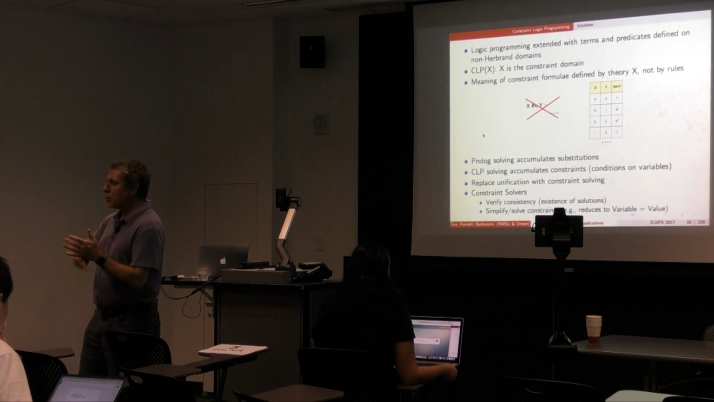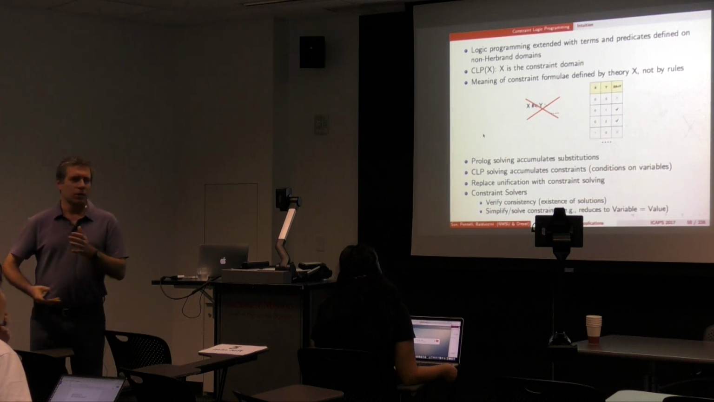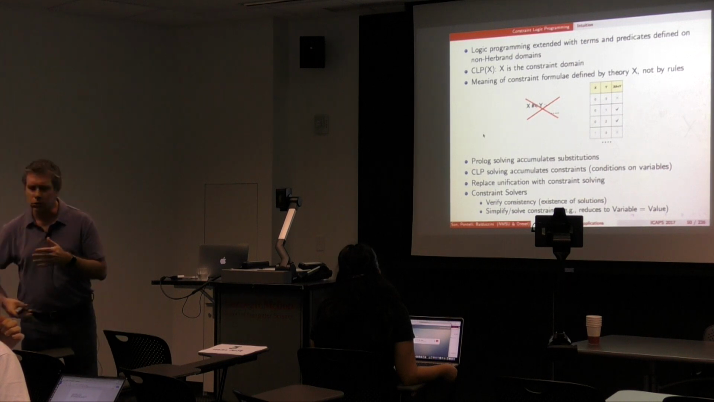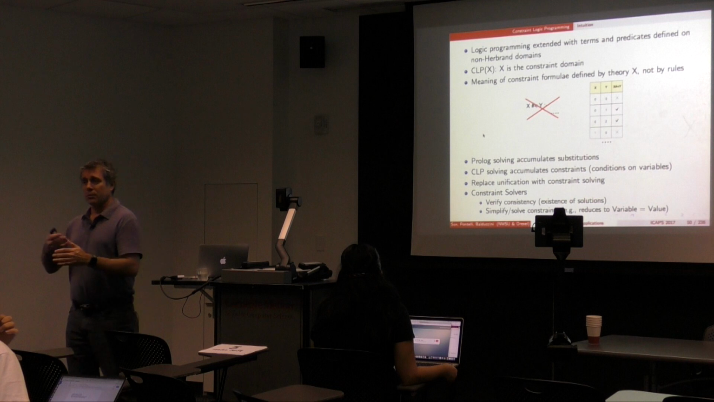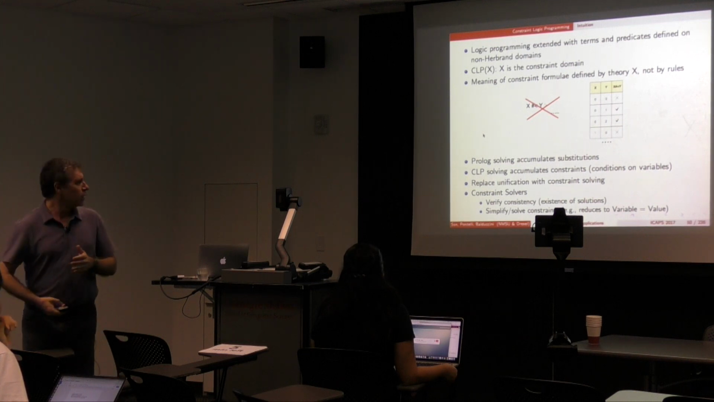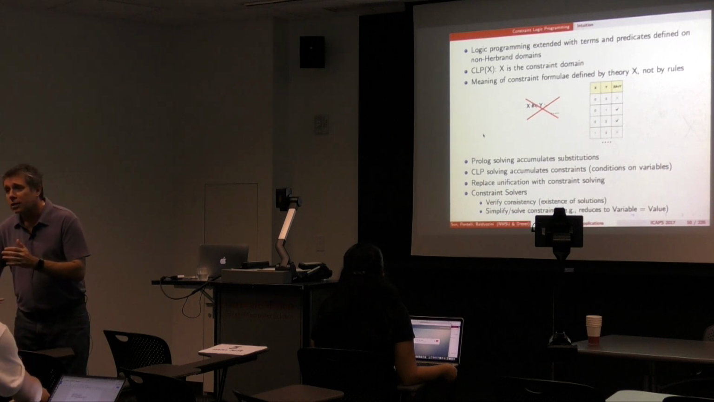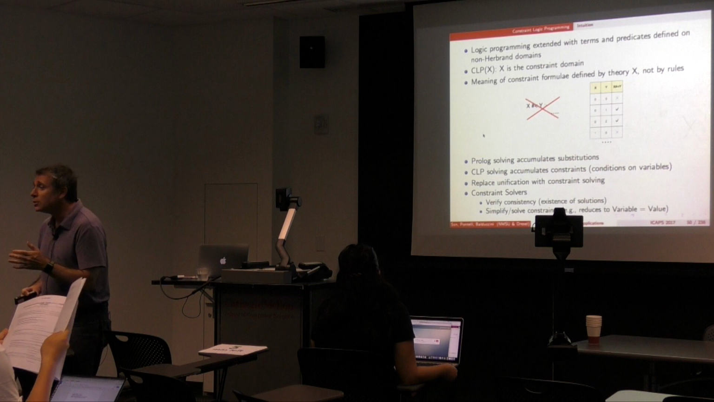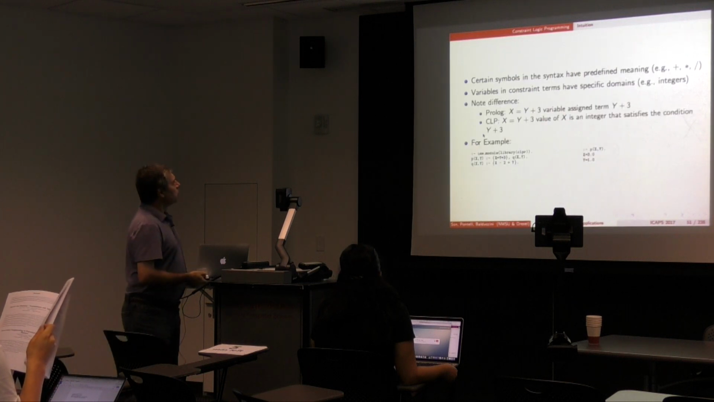When you actually run Prolog, you start accumulating assignments of values to variables. And that happens through unification. So you perform unification and you keep assigning values to variables. When you do CLP, instead, you keep accumulating constraints, which means you keep accumulating conditions. And what is very important is that you need to make sure you can guarantee that the collection of constraints you're accumulating is always consistent. That is, they have at least one solution.